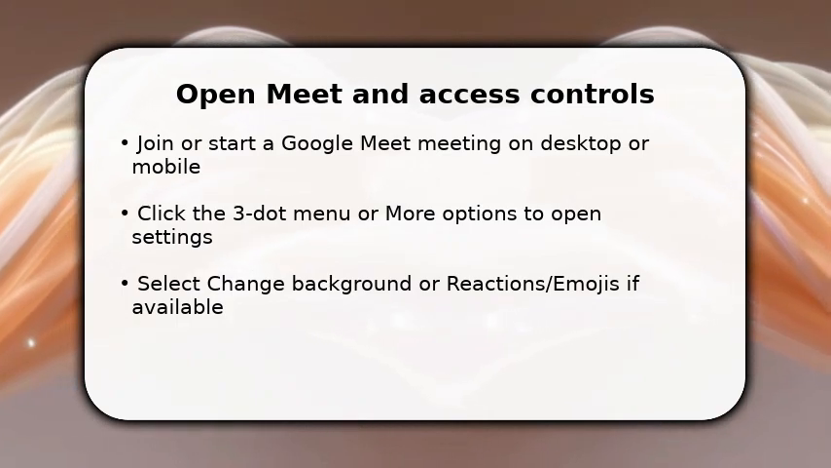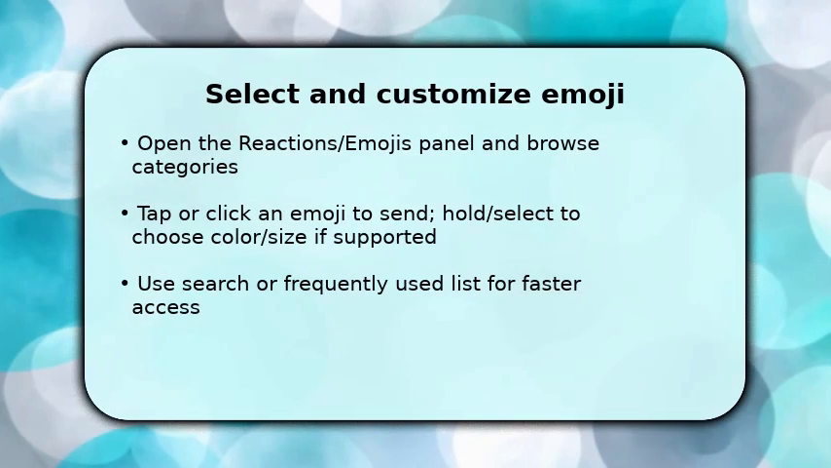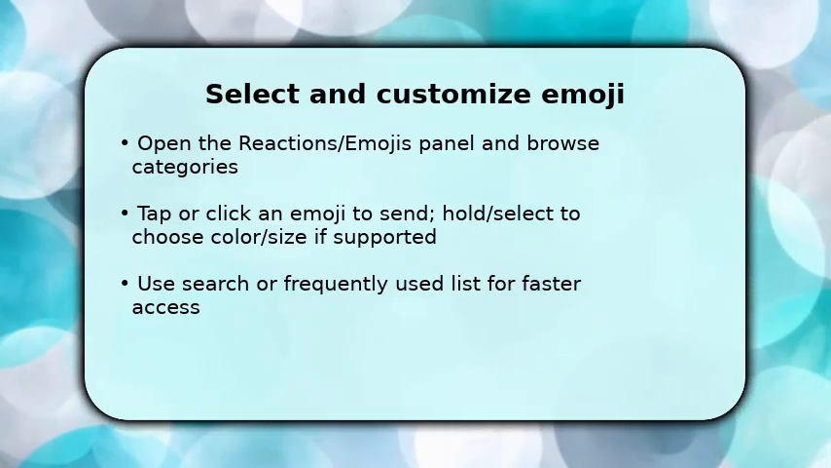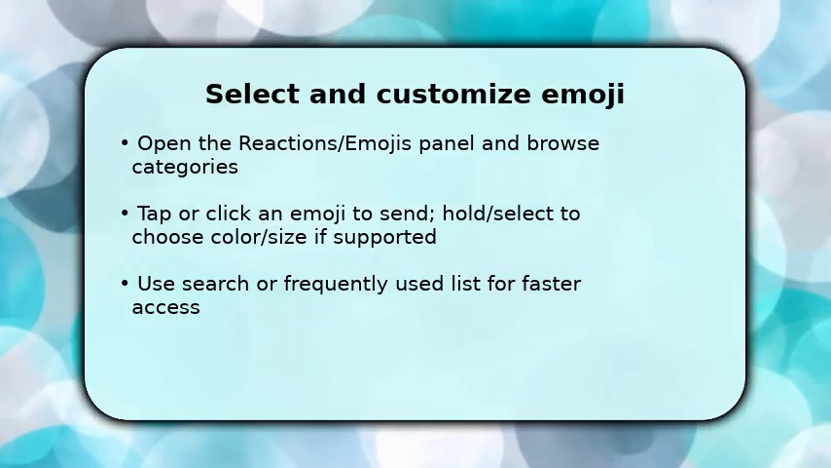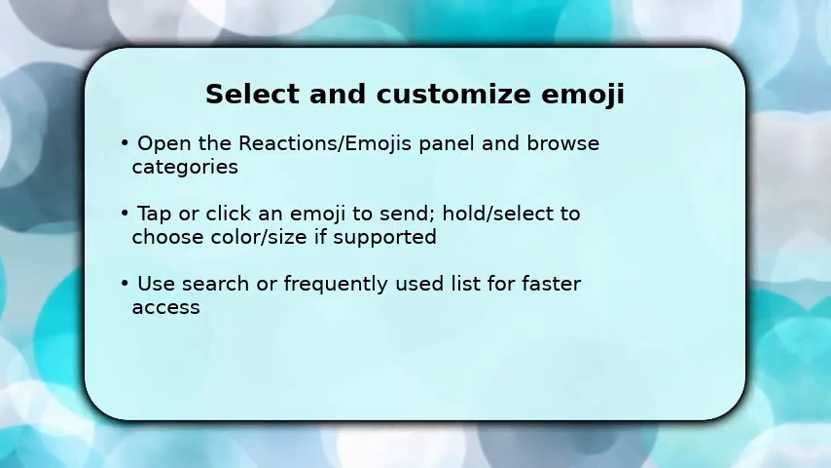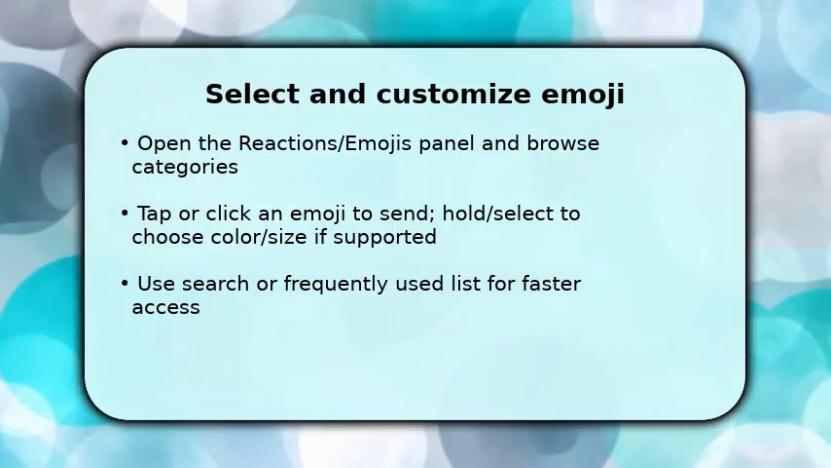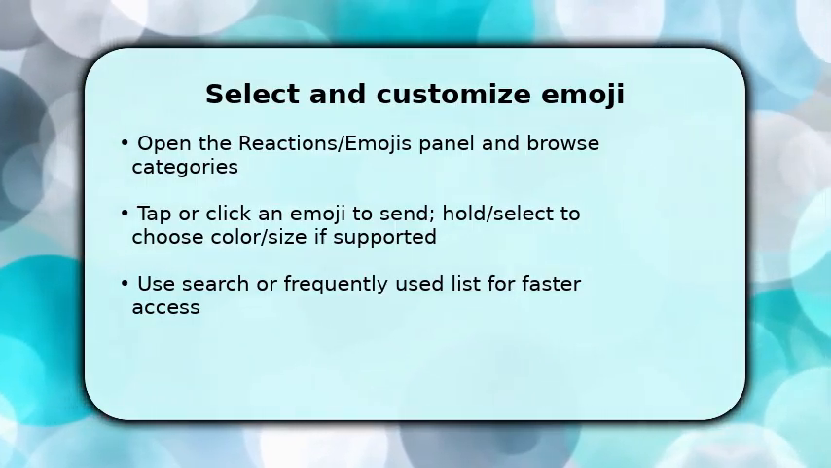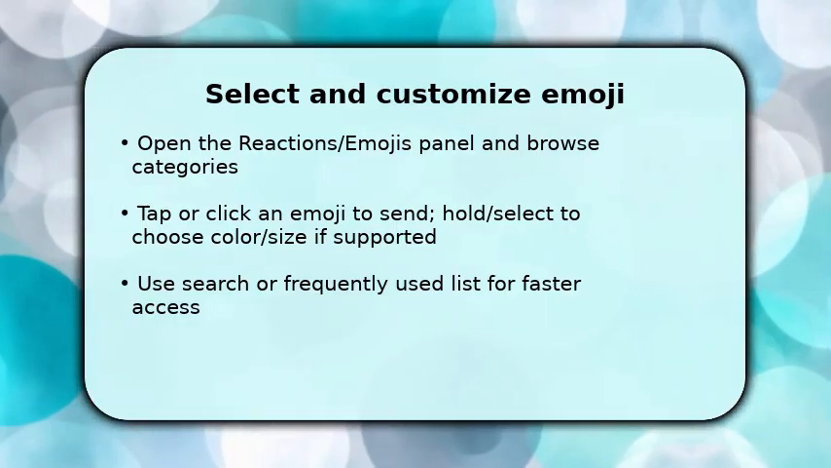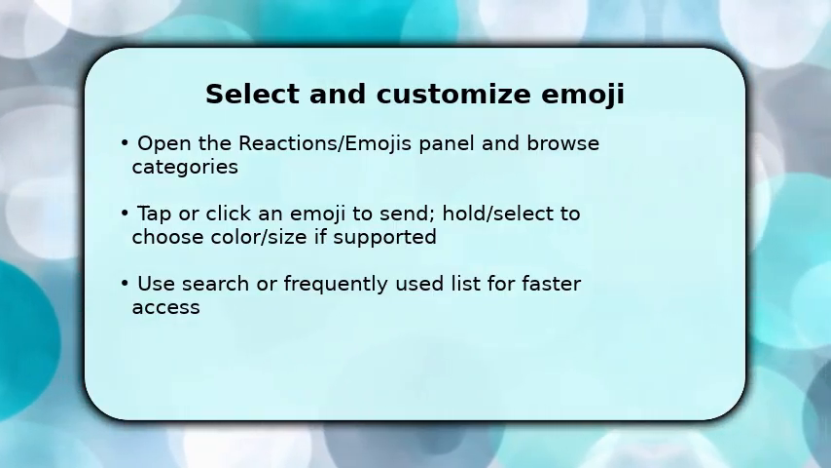Once the Emoji panel is open, browse categories or use search to find the reaction you want. This speeds things up in busy calls. You can click or tap any emoji to send it immediately into the meeting chat or as a floating reaction. Some platforms let you long press or right-click to adjust color or size.